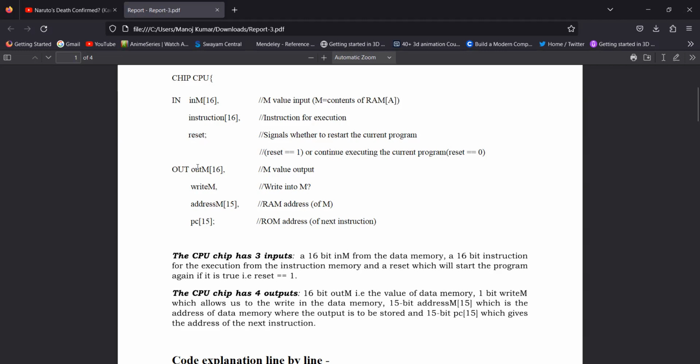Then we have four outputs for this chip: outM, which is a 16-bit output, that is the value for the data memory. Then we have a 1-bit writeM, which allows us to write in the data memory. Then we have a 15-bit addressM, which is the address where the outM is to be stored. And then we have PC, which is a 15-bit output, which gives the address of the next instruction.